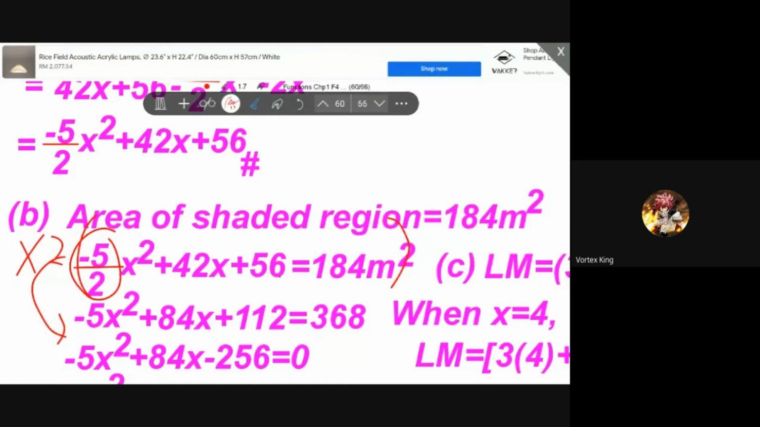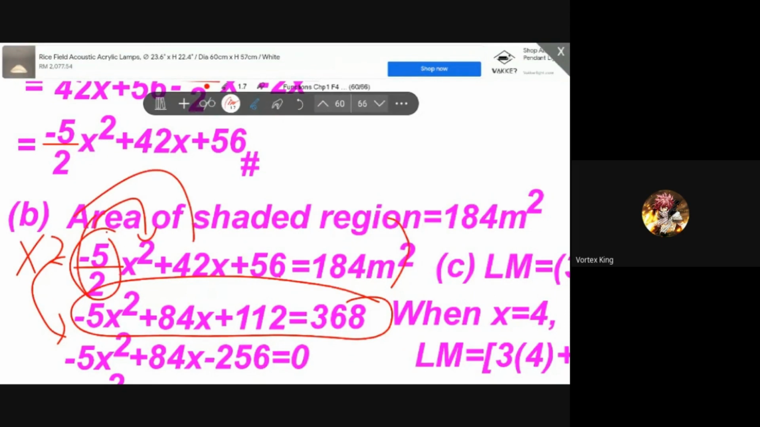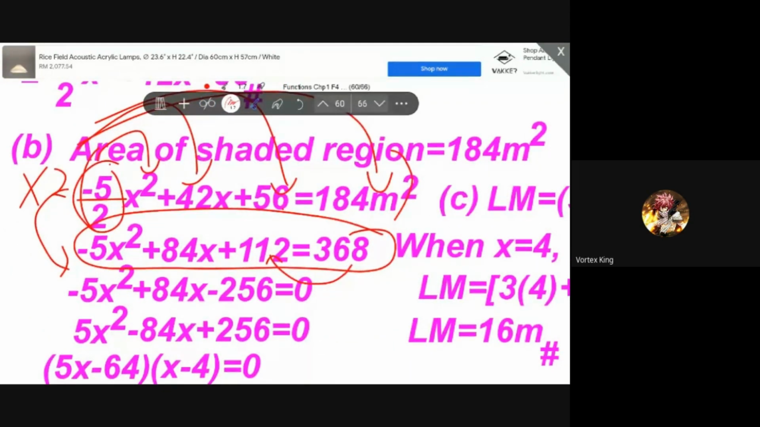So you multiply by 2, you will get like this. Don't be careless, huh? So times 2 to all the terms. You must multiply to all the terms. Here, here, here and here. Okay. So next you will get like this. Move 368 to this side, because we want to equate to zero. So you will get something like this.